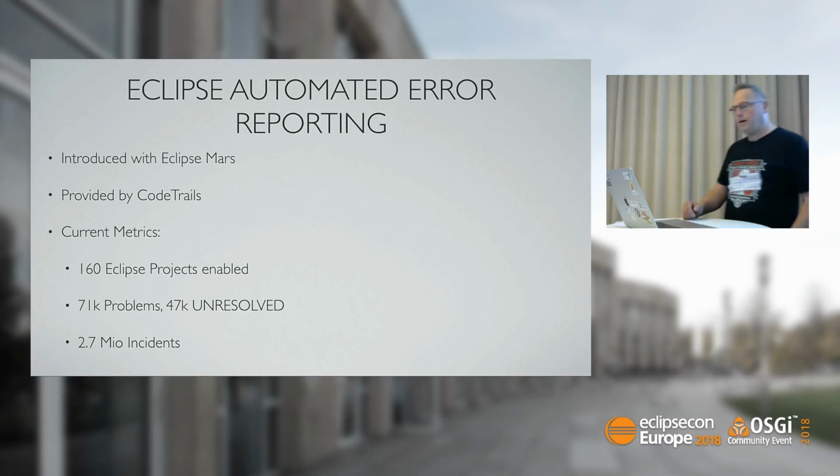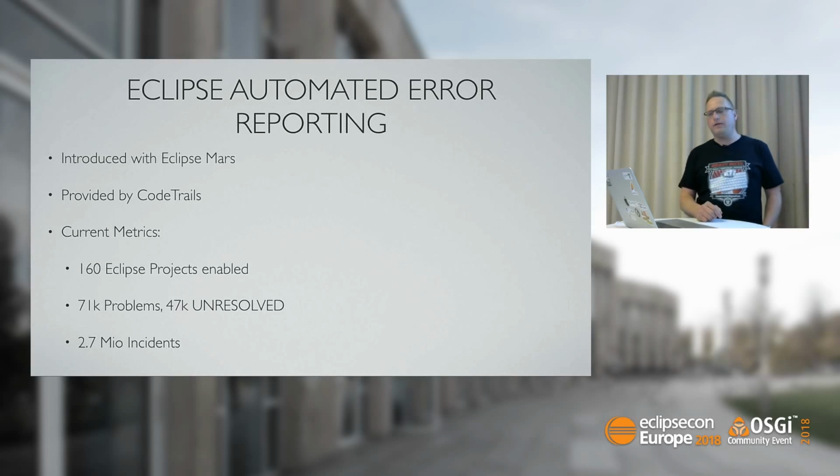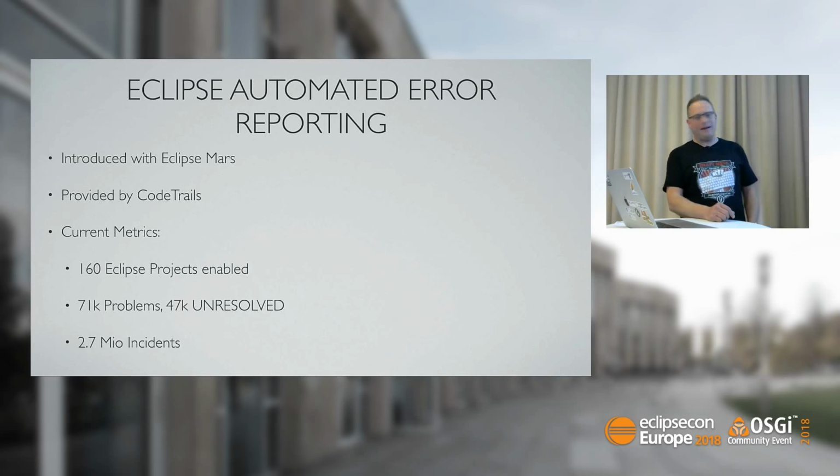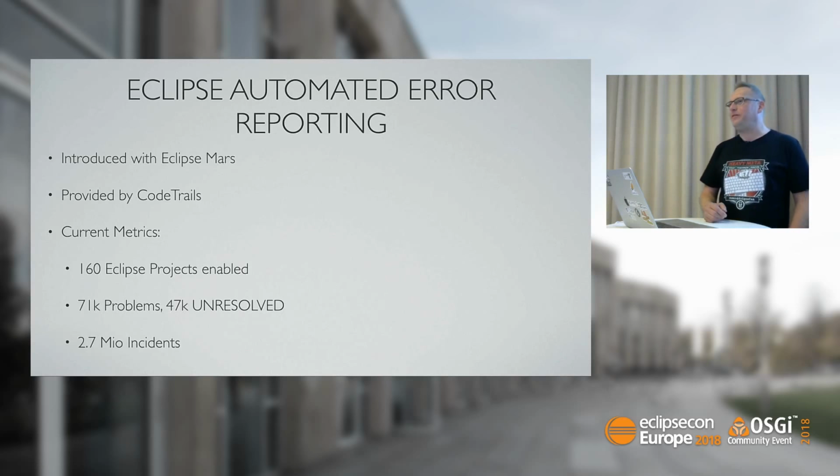At the moment, 71,000 problems, and almost half of them are unresolved. So there's much to do. And we have almost 3 million incidents collected. That's every exception that occurs is an incident. So this is a distinction between incident and problem. The problem is aggregated incidents.